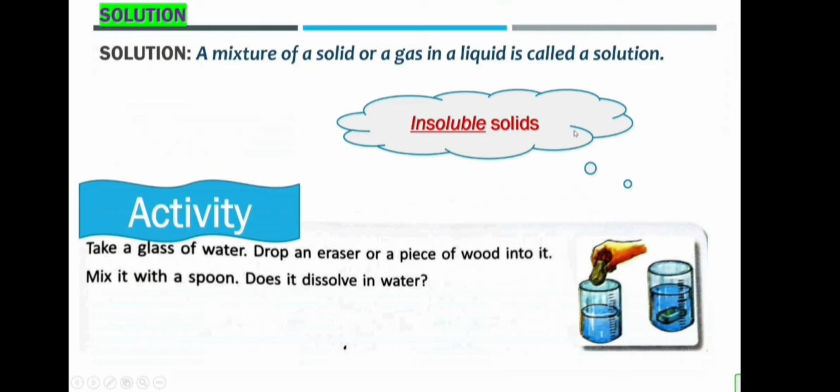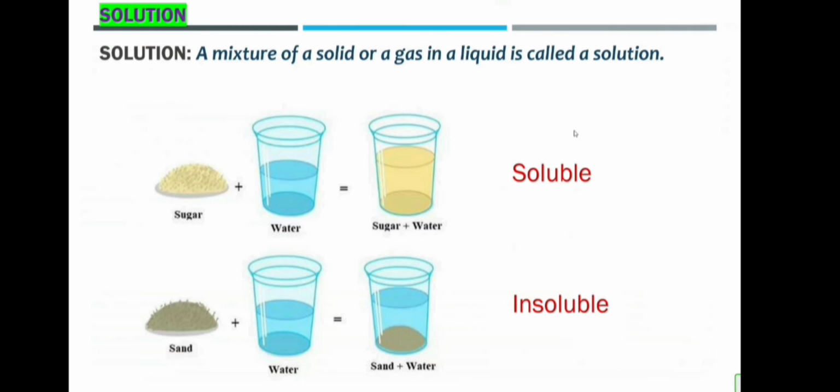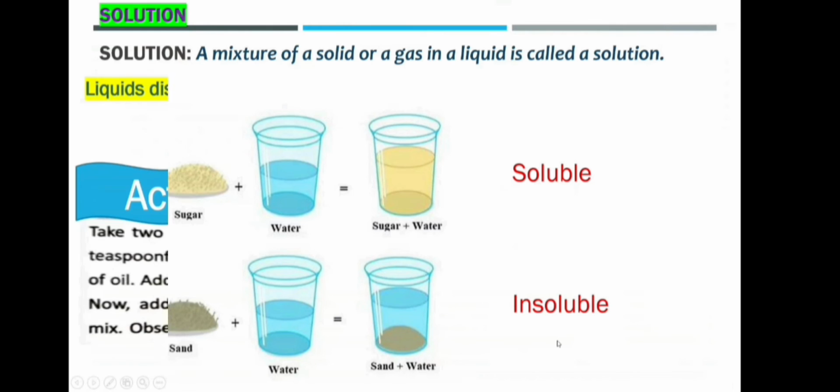Soluble solids are the solids that dissolve in water, and insoluble solids are the solids that do not dissolve in water. If sugar is dissolved in water, it will completely disappear. So, sugar is soluble. When we put sand in water, it will not mix and it will not form a solution. So, sand is an insoluble solid.